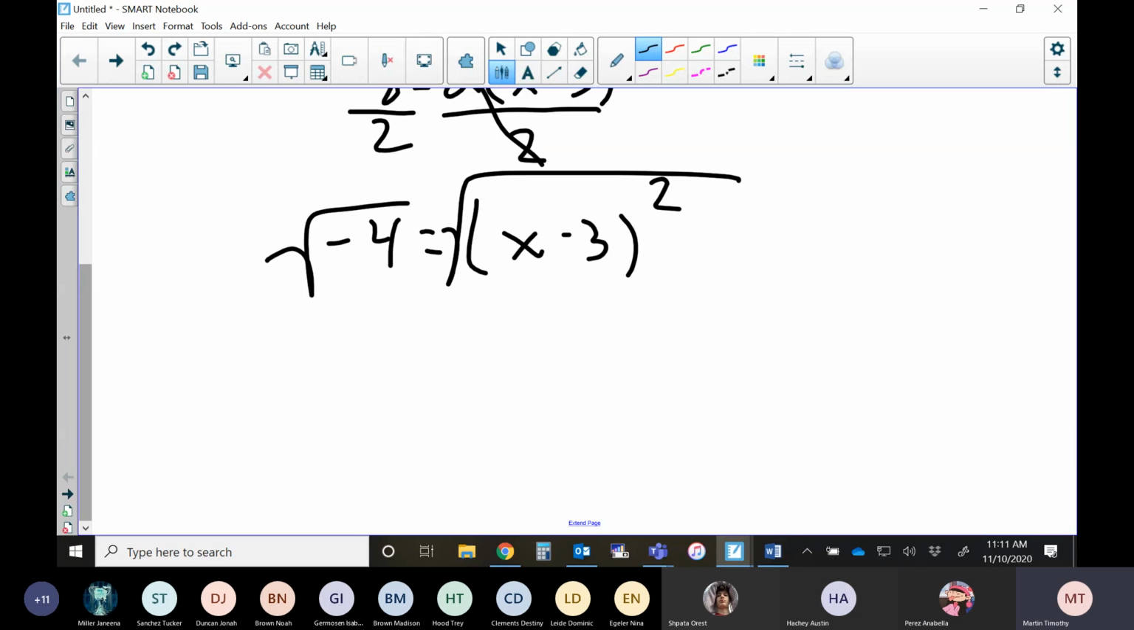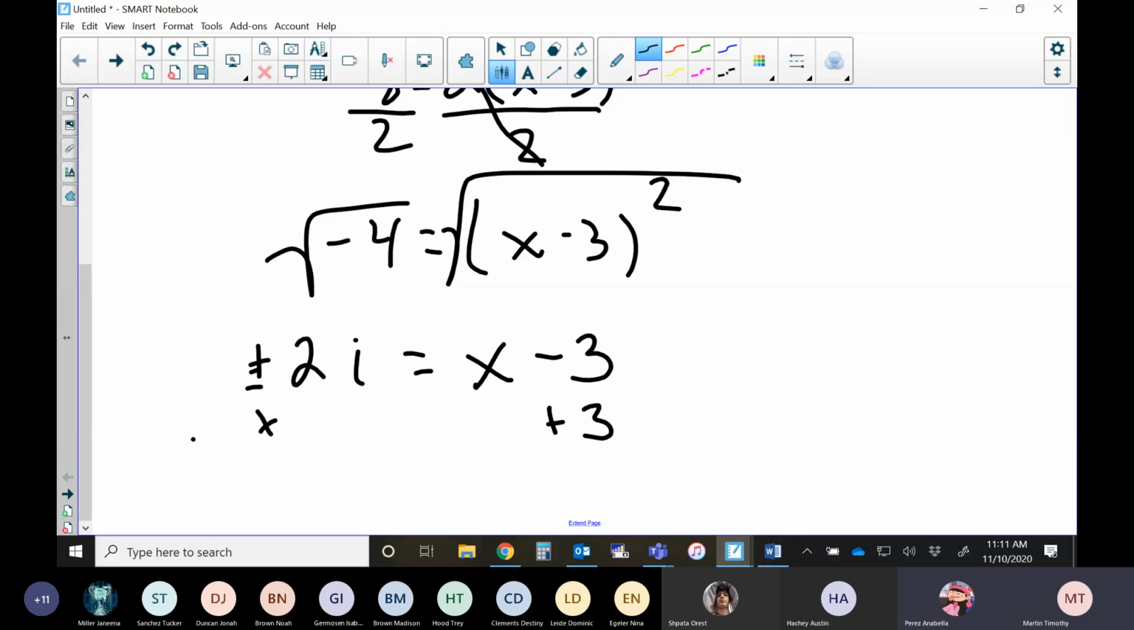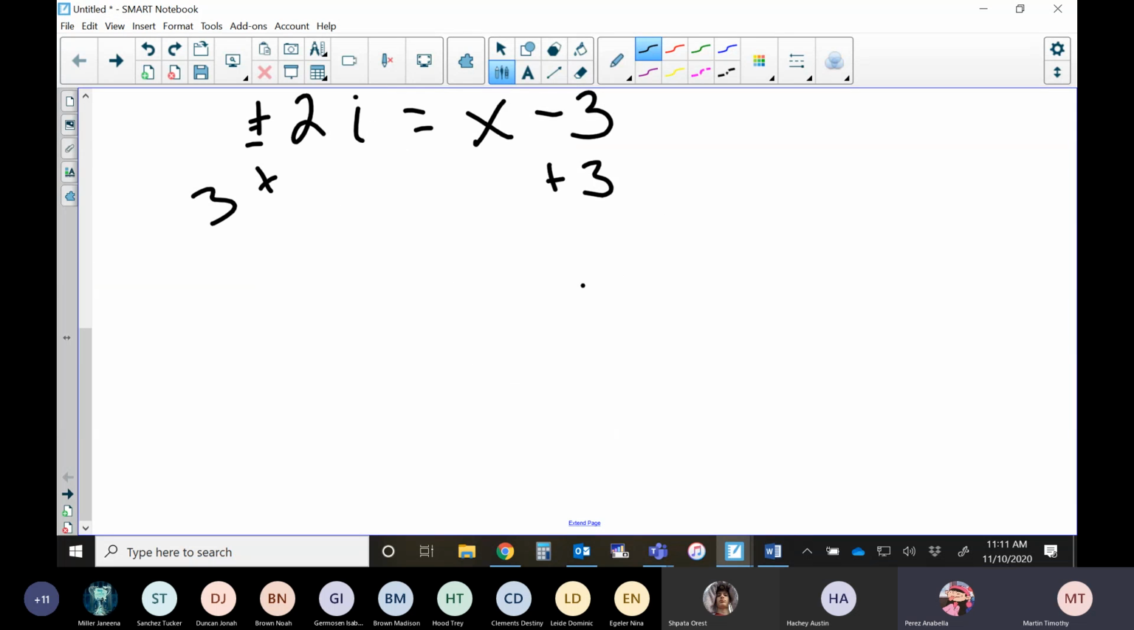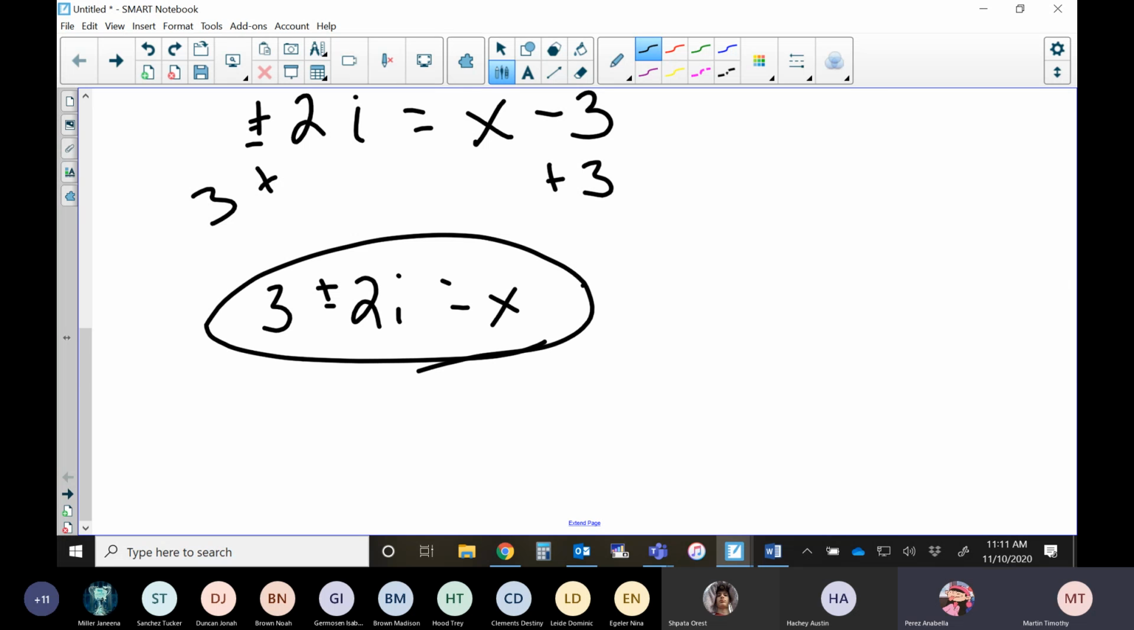The square root of negative 4 turns to i, and then plus or minus, because I put that in there, and the square root of 4 is 2. And then I add 3 to both sides, and I get 3 plus or minus 2i equals x. Did that make sense? Yeah.